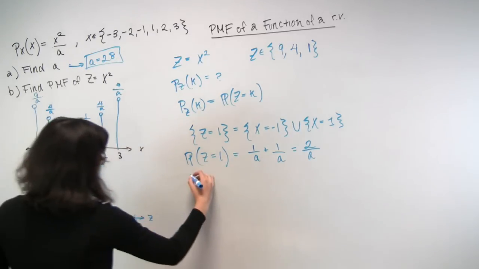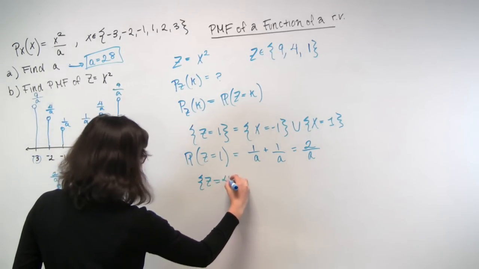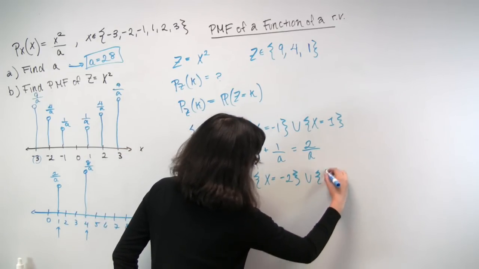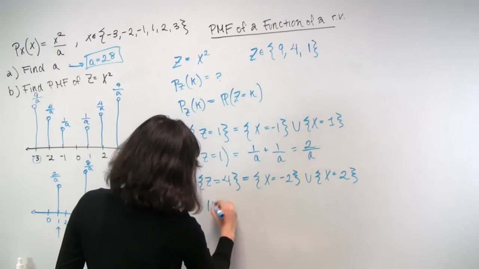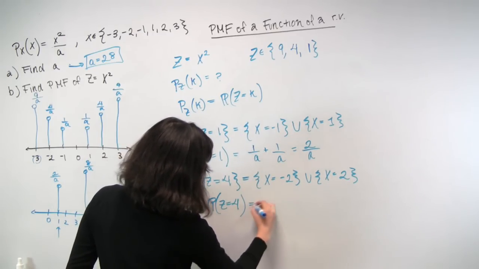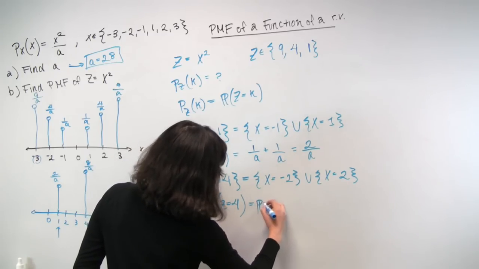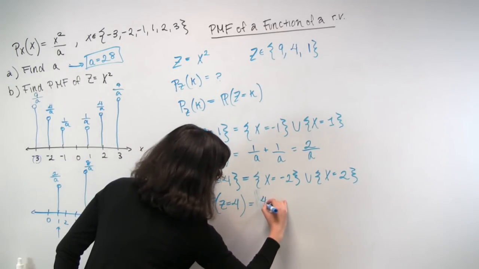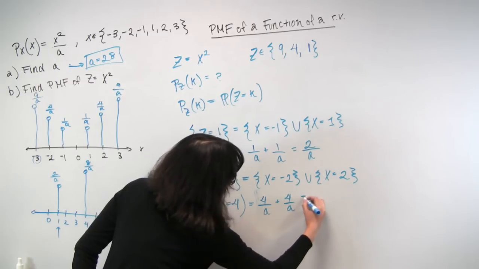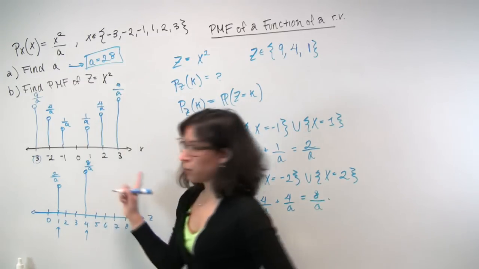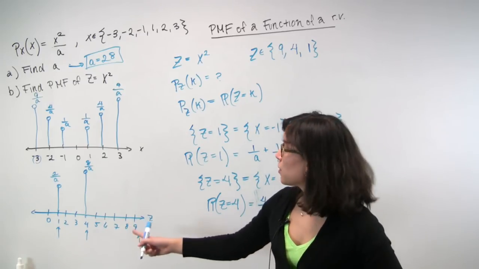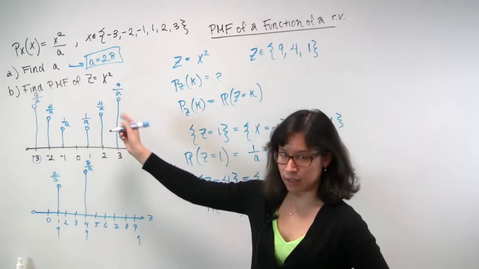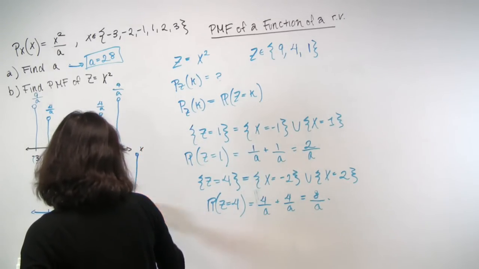And I'll actually just do this logic out one more time. So we have the event that z is equal to 4 is the event that x is equal to -2 or x is equal to 2. These 2 events are disjoint, so to compute the probability, it's just the sum of the probabilities of those events. And we know that the probability that x takes on a value of -2 is 4 over a. And similarly, the probability that x takes on a value of +2 is 4 over a, so you get 8 over a. And now I won't repeat the math for our last candidate, but it's the same argument: z takes on a value of 9 when x takes on a value of -3 or 3, so you add 9 over a and 9 over a, and you get 18 over a.